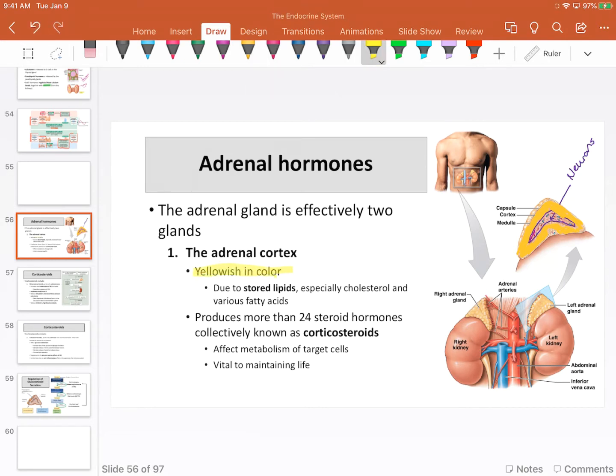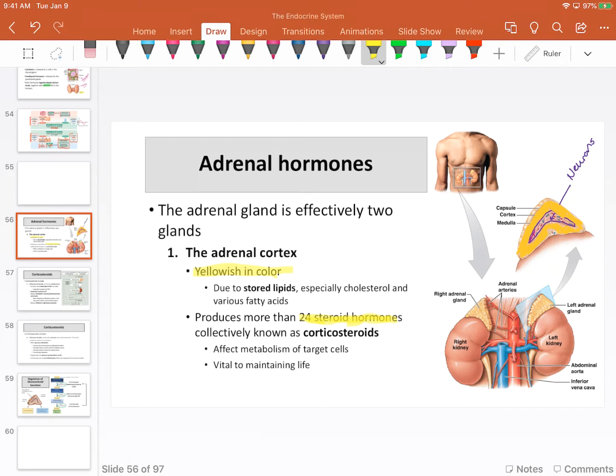Yellowish in color because of the lipids that are present there and the cholesterol and the fatty acids that are abundant in this area. There are more than 24 steroid hormones that are produced by the adrenal cortex, and collectively they're referred to as corticosteroids. Now, these corticosteroids are critical, vital to maintaining life.